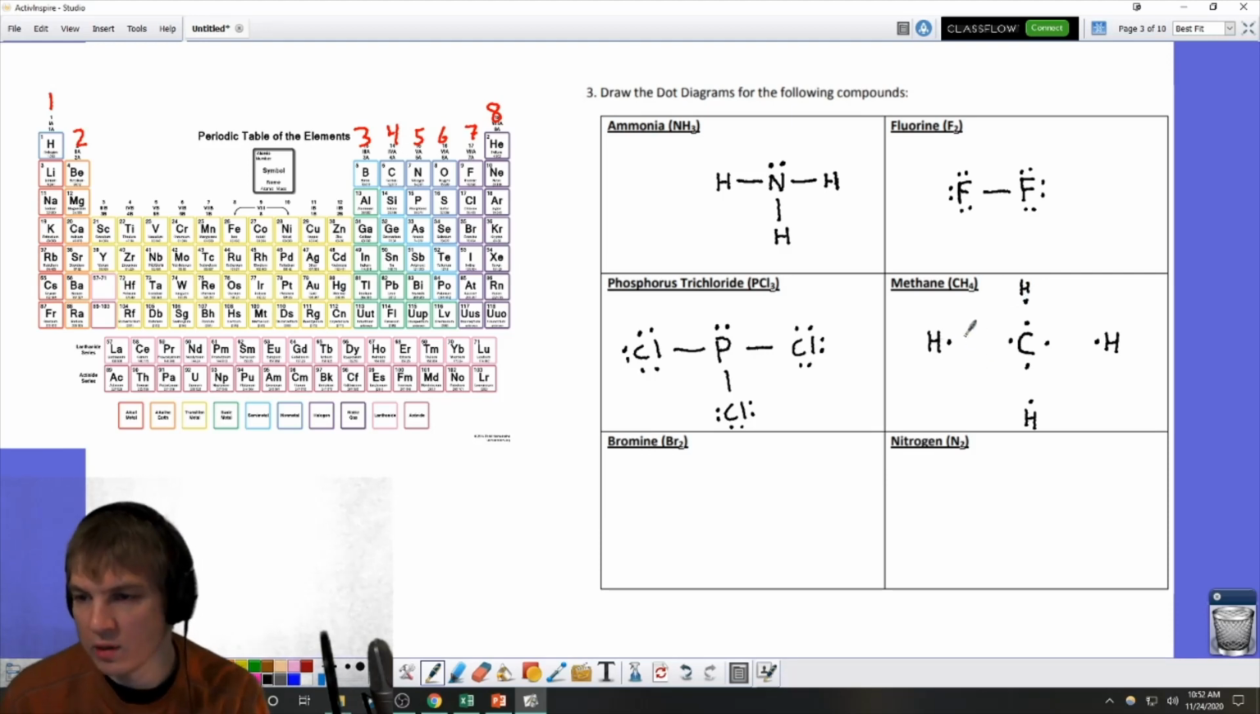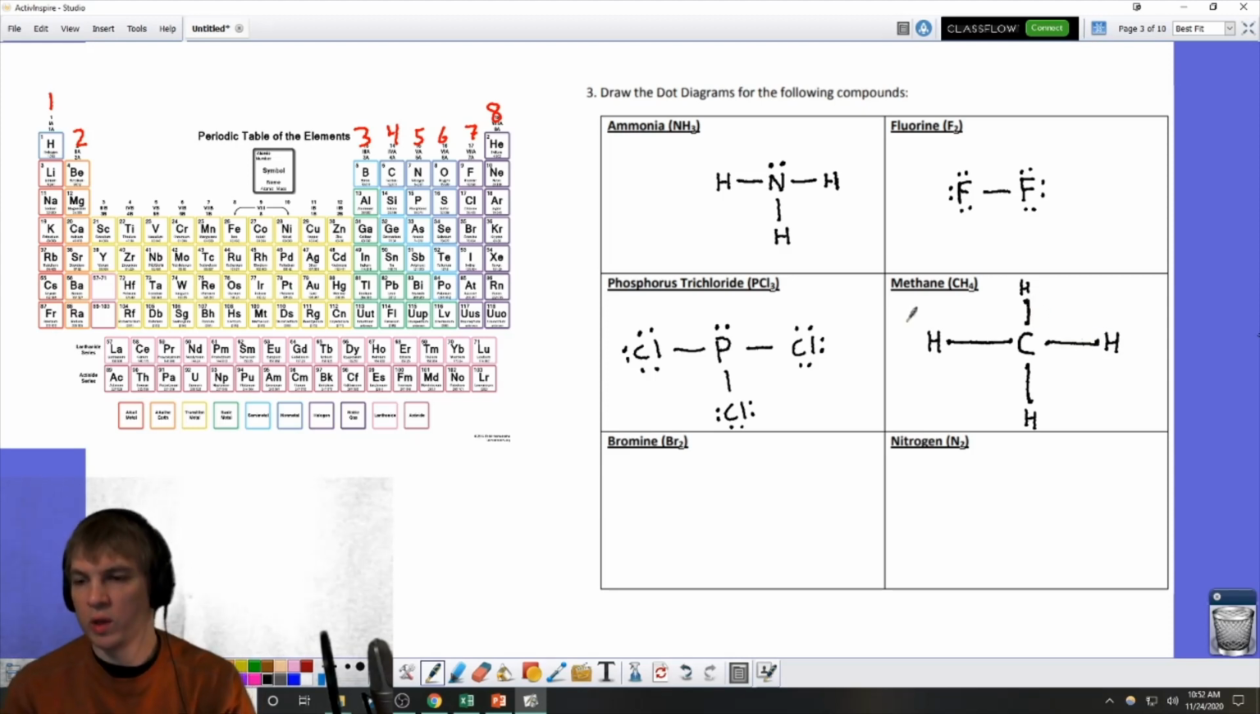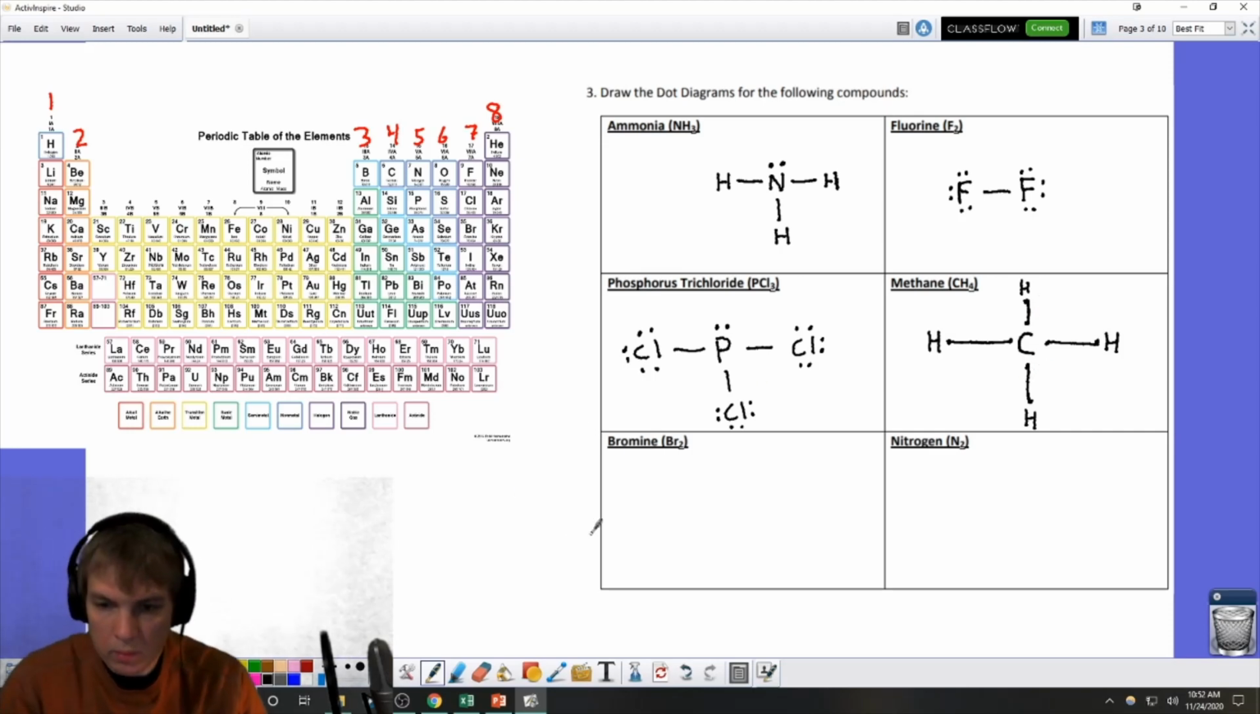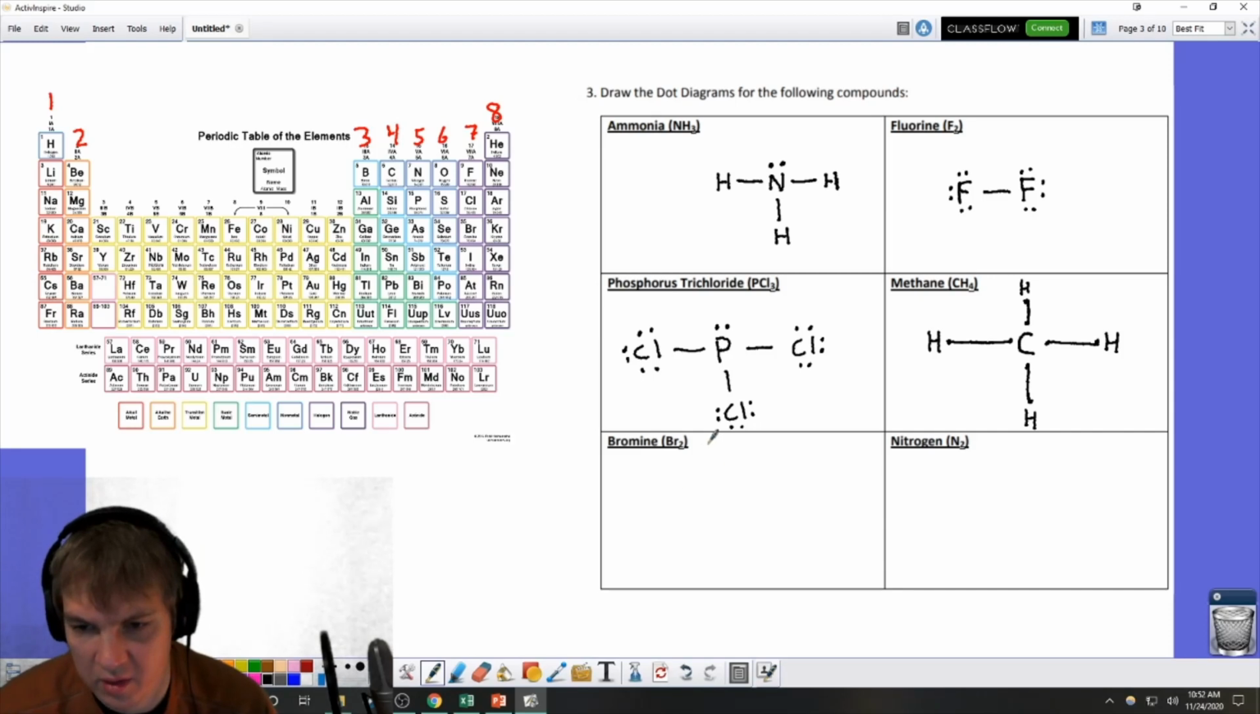Okay, so hydrogen only needs 2 electrons, so it's going to bond with carbon right there. This one's going to bond to this carbon right there. This one's going to bond to this one right here. And this one's going to bond right here. So what you can see here is that this carbon is now bonded to 4 different hydrogens, and each hydrogen is satisfying its rule by only needing 2 electrons, and carbon has access to 1, 2, 3, 4, 5, 6, 7, 8 electrons.